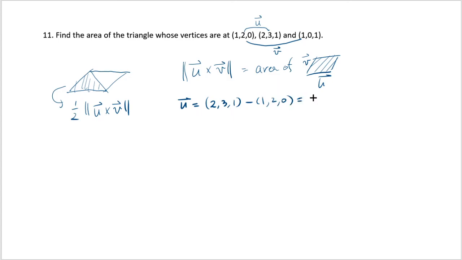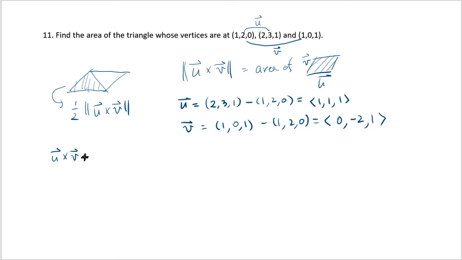So in our case, U is 1, 1, 1. V is terminal minus initial. So in this case, 1 minus 1 is 0, 0 minus 2 is negative 2, 1 minus 0 is 1. Okay, so you have U cross V, which is i, j, k, and then you have 1, 1, 1, 0, negative 2, 1.